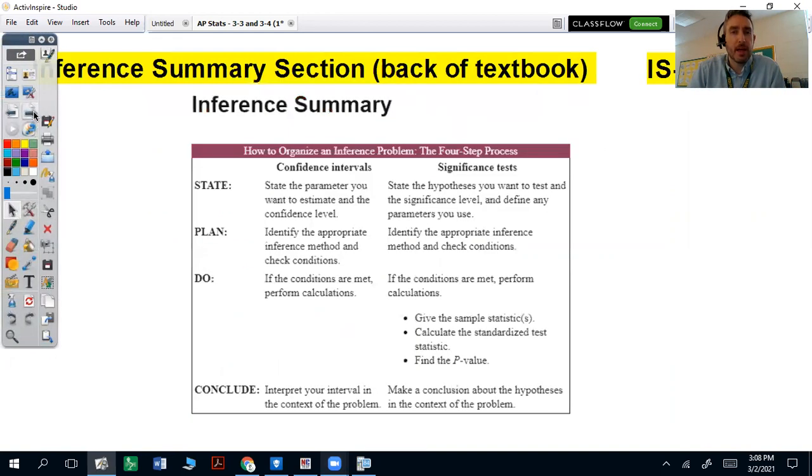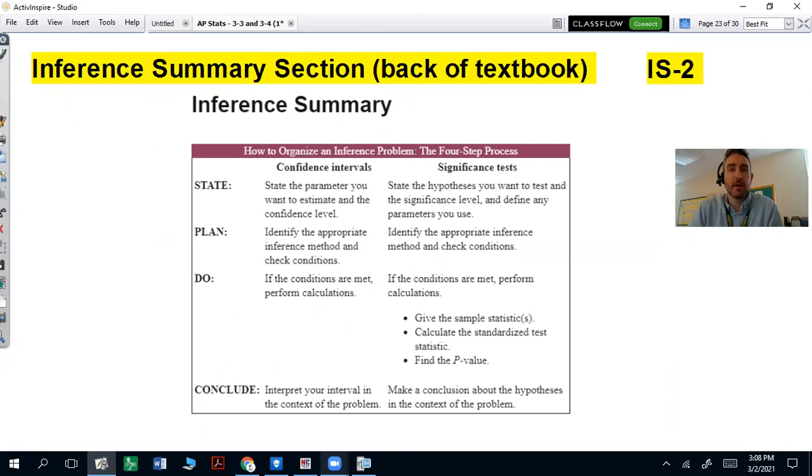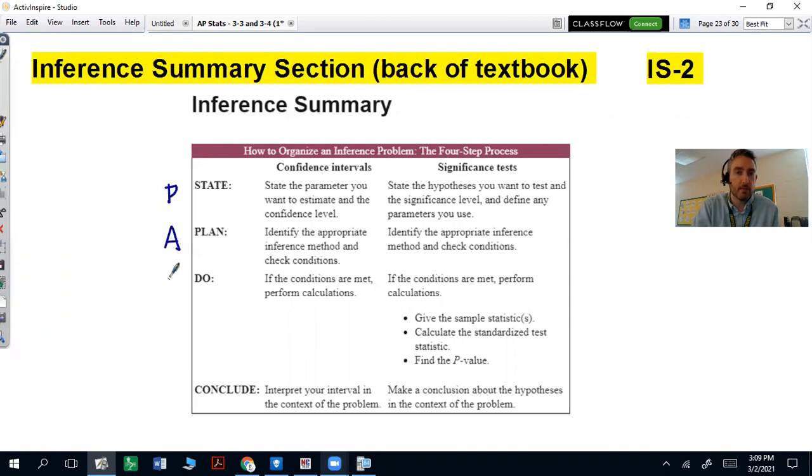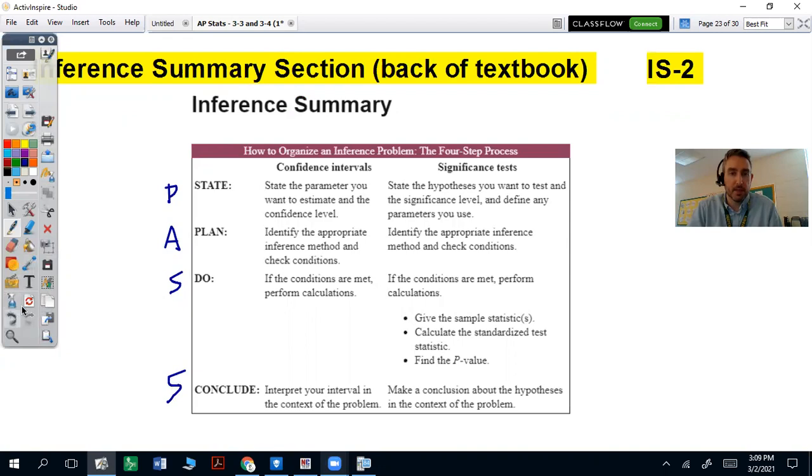Another couple things, in the back of your textbook, there is a fantastic summary for inference. I want you to be aware of it. In the very back of your text, not the super back end, but near the back, there's a section called IS2. It's also in the online textbook. It gives you an inference summary where the textbook uses the state, plan, do, conclude method, which is really the same thing as PASS. So whether you do state, plan, do, conclude or PASS, you're doing the same things.